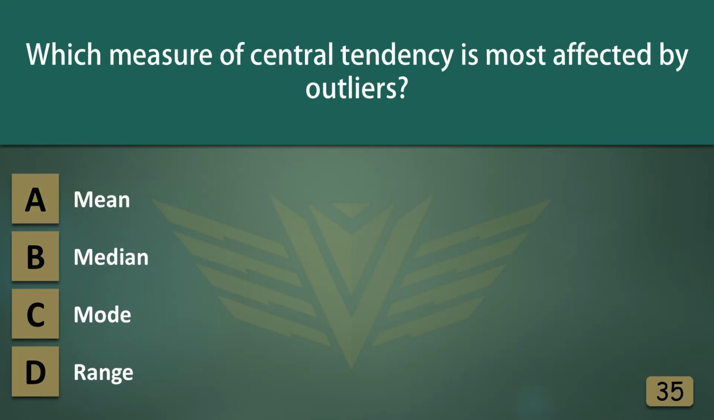Which measure of central tendency is most affected by outliers? A. Mean. B. Median. C. Mode. D. Range. The correct answer is A. Mean. The mean is the measure of central tendency most affected by outliers, as it calculates the average value and can be skewed by extremely high or low values.